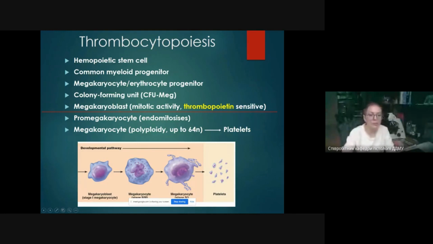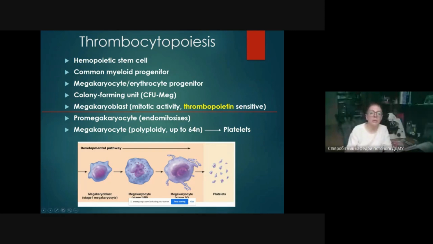Then among the blast cells, we have megakaryoblast, and this is the last cell with mitotic activity. Notice that thrombopoietin stimulates it. It is also produced in the liver and kidneys, and this is a factor also artificially produced for practical treatment in clinical, in practical medicine.